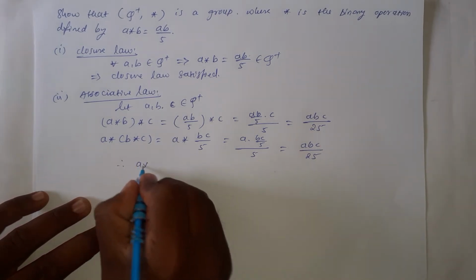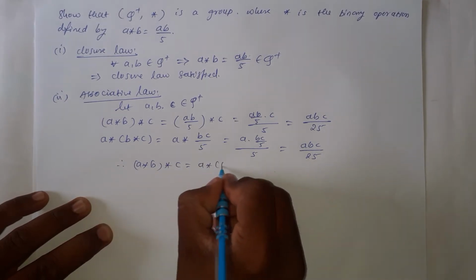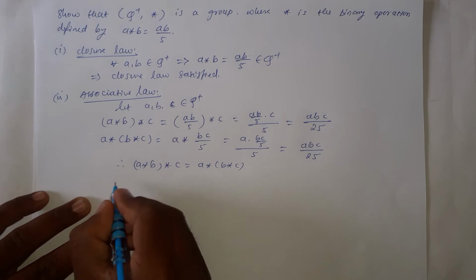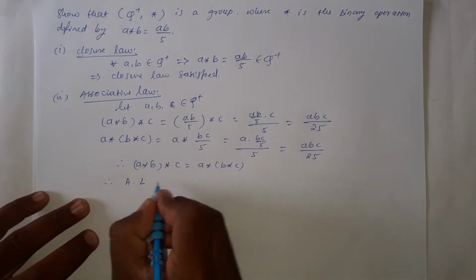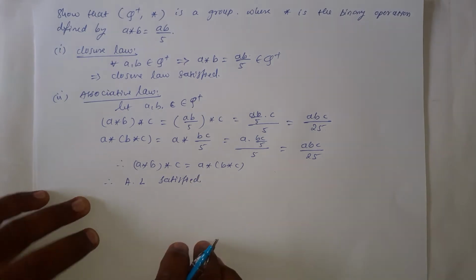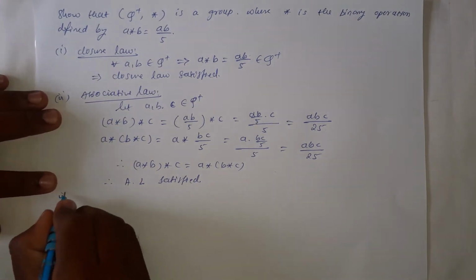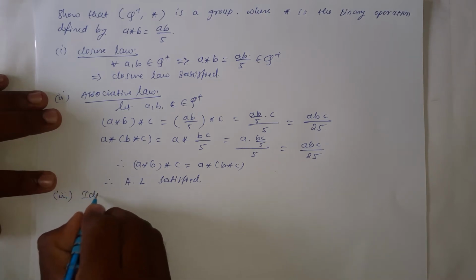Therefore, A star B star C is equal to A star B star C. Hence, associative law satisfied for the given set Q plus. Then the third one is identity law.